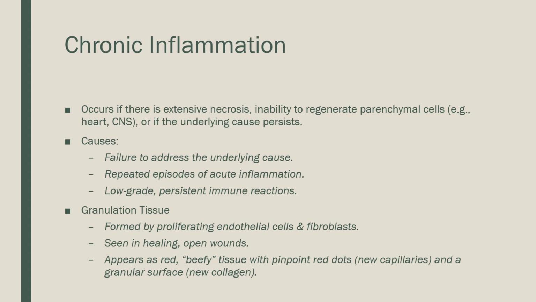Granulation tissue is formed by proliferating endothelial cells and fibroblasts. It is seen in healing open wounds and appears as a red, beefy tissue with pinpoint red dots, which are new capillaries, and a granular surface, which is new collagen.